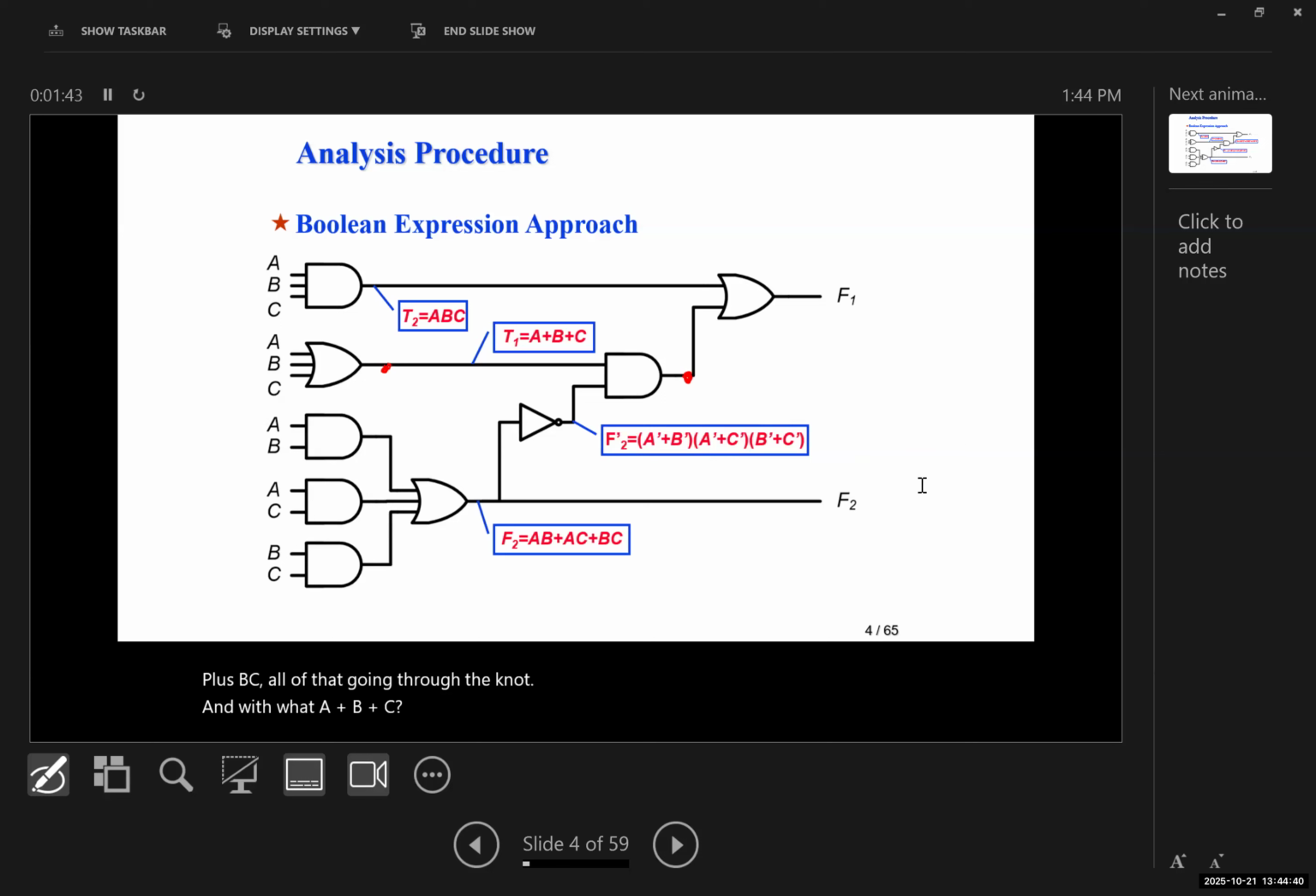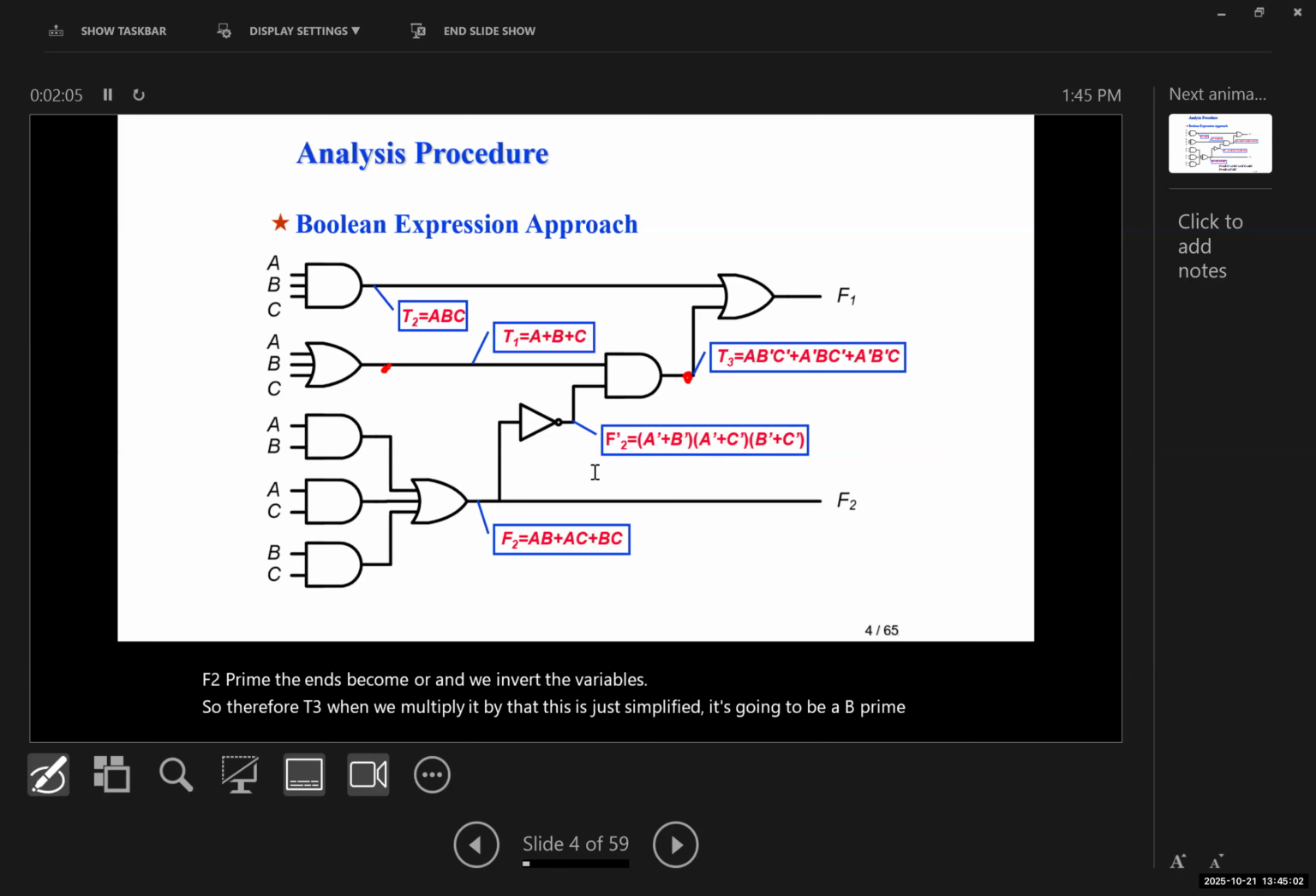And if I simplify, so if I have F2 prime over there, and here we use De Morgan's law, F2 prime, the ANDs become OR, and we invert the variables. So therefore, T3, when we multiply it by that, this is just simplified. It's going to be A, B prime, C prime plus A prime, B, C prime plus A prime, B prime, C. And it's going to be the same as the previous one. If we just multiply them, we're going to get the same result.